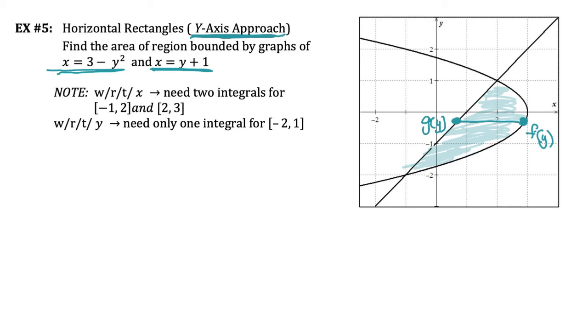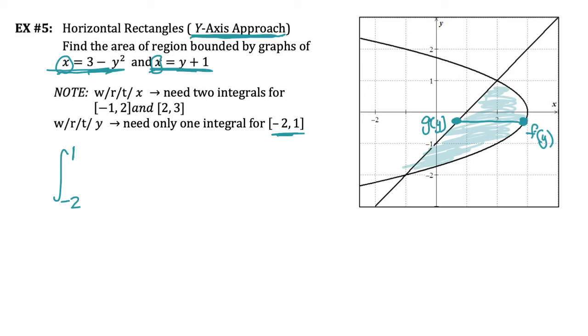All right, and so whenever we set this up, notice that we're going to use our different endpoints. Did they give us our endpoints? Well, they did. It's going to be from -2 to 1. If not, you would find them the same way, by setting your functions equal. Notice it's x equals stuff, so the stuff has to equal each other, and you would solve for y instead of solving for x. It's the same thing.